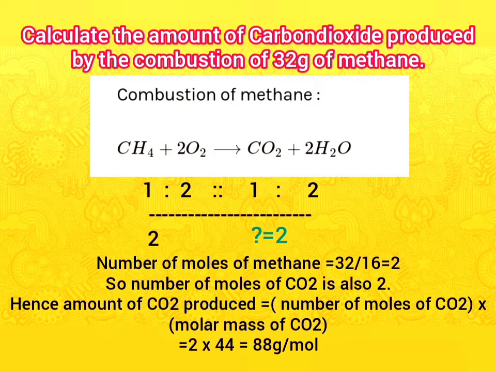Now we should find the number of moles of methane as per the details given in the question. It is given that 32 gram of methane undergoes combustion. So the number of moles of methane is given by 32 divided by molar mass of methane, that is 16, and the number of moles is 2.